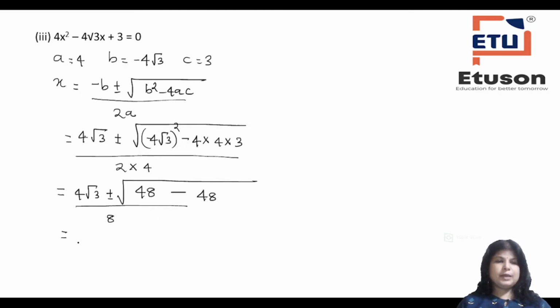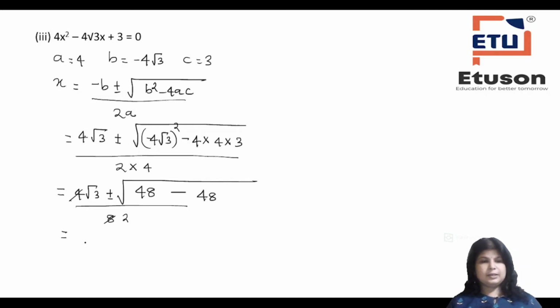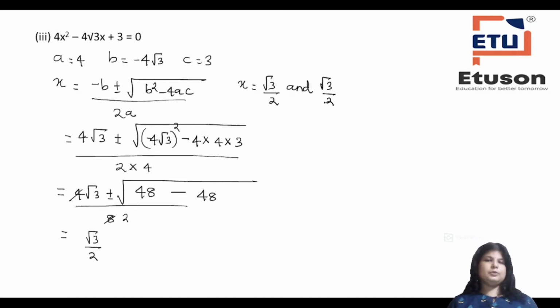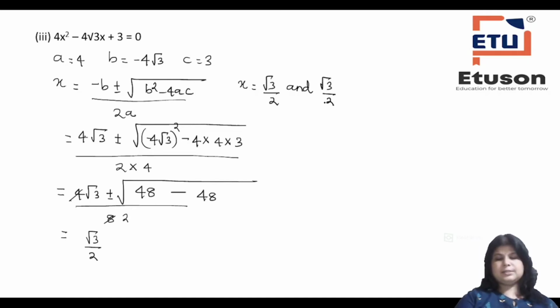So what is the value then? You just discard it. So the answer is root 3 by 2. Correct. So the roots are root 3 by 2 and root 3 by 2 again. Because it is a square term, you can write that for both cases it is root 3 by 2. Correct. So this is the answer.